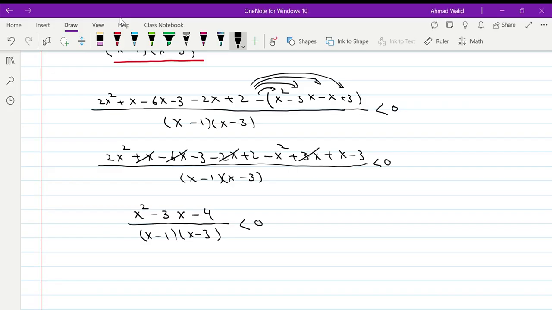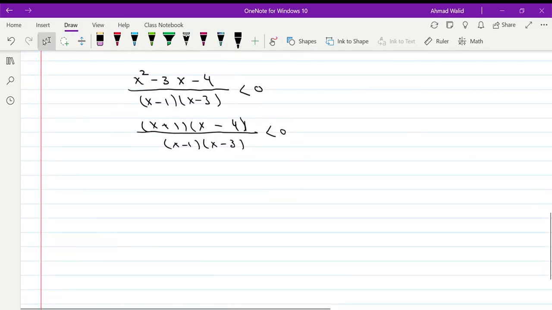It was less than 0, correct? Now, factor the numerator, correct? What are the factors of the numerator? x and x. Of course, the factors are 1 and 4, right? And the denominator, x minus 1, x minus 3, less than 0.